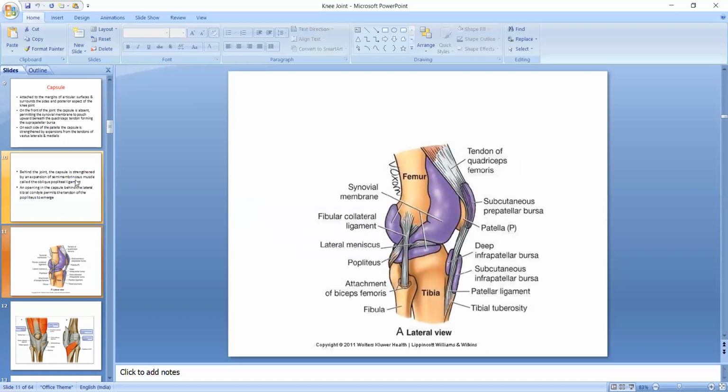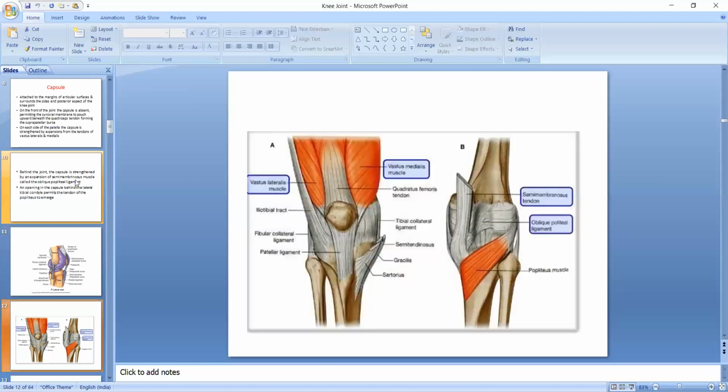So we can see here a lateral view of the knee joint, and we can see many types of ligaments and the patella also. And clearly we can see the vastus lateralis muscle and vastus medialis muscle, and the semimembranosus tendon and oblique popliteal ligament also.